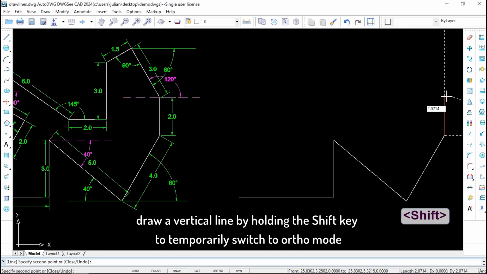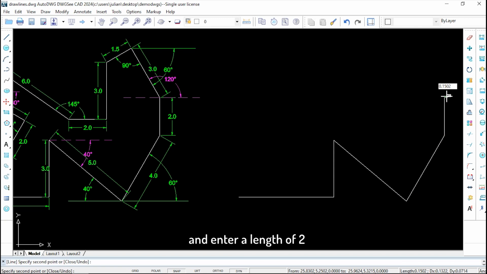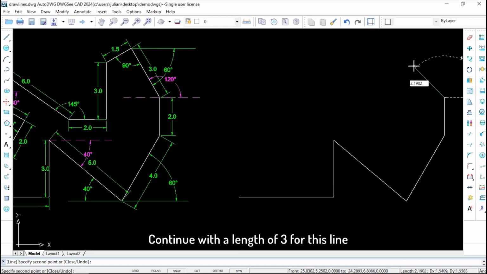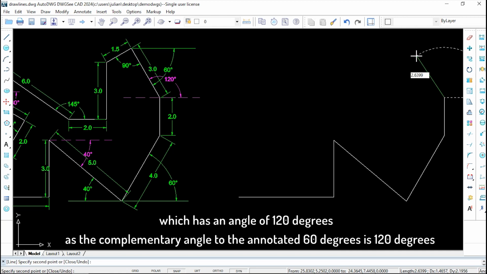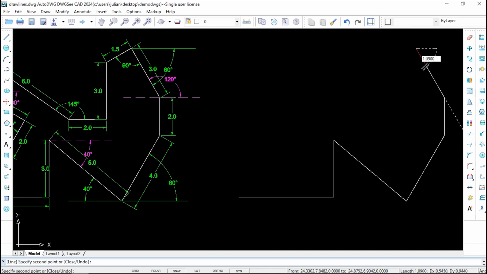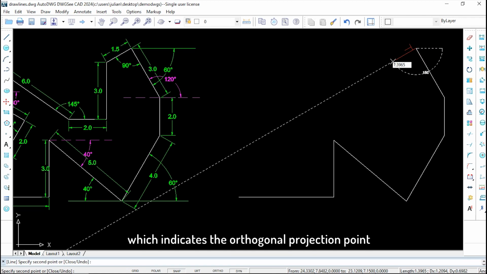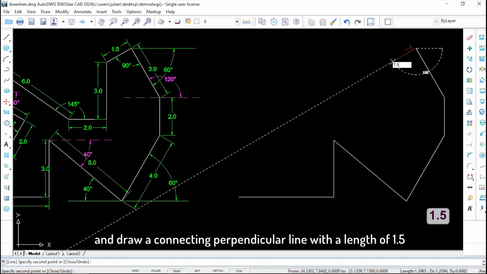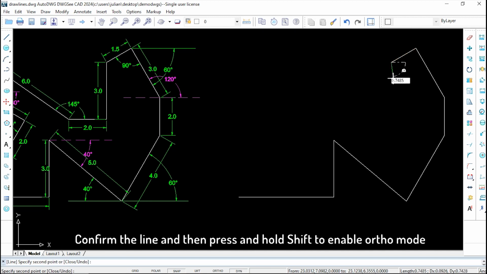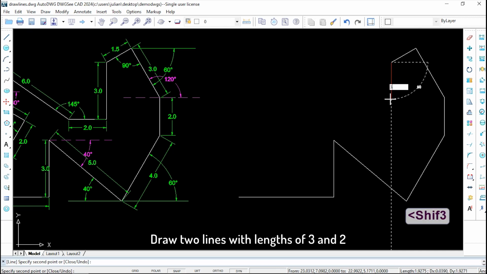Then, draw a vertical line by holding the Shift key to temporarily switch to ortho mode. Keep the mouse steady, and enter a length of 2. Continue with a length of 3 for this line, which has an angle of 120 degrees, as the complementary angle to the annotated 60 degrees is 120 degrees, as we stated earlier. Next, slowly move the cursor to see the perpendicular symbol, which indicates the orthogonal projection point. And draw a connecting perpendicular line with a length of 1.5. Confirm the line and then press and hold Shift to enable ortho mode. Draw two lines with lengths of 3 and 2.